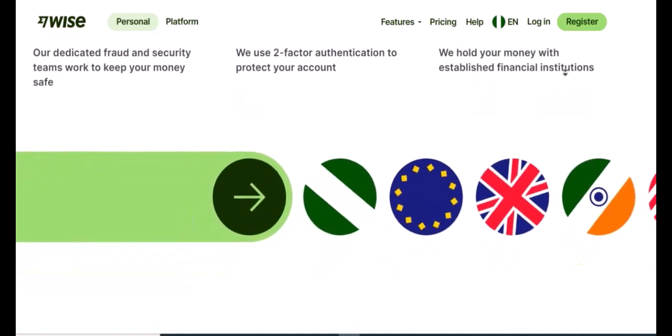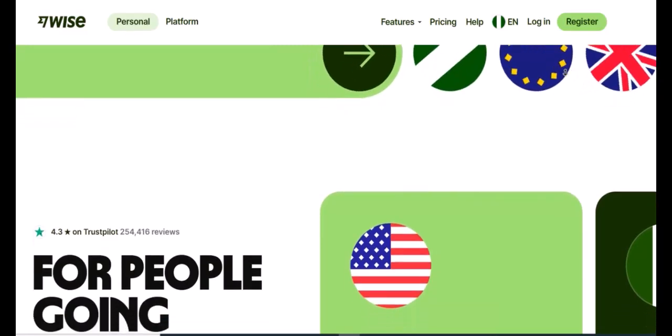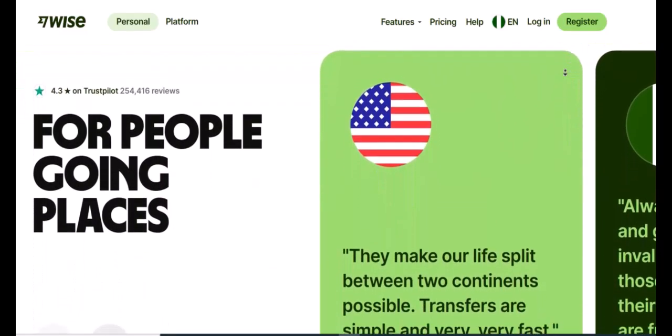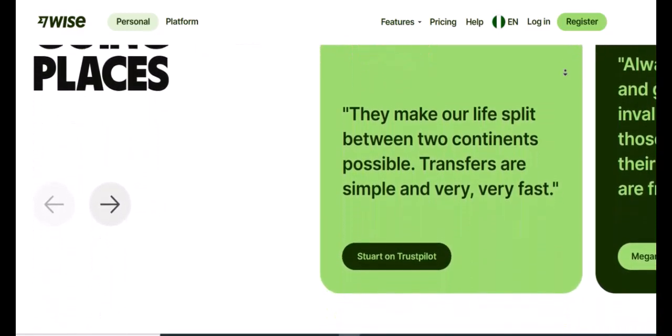Recipient receives money locally. Your friend in Germany receives the euro directly into their local bank account, as if the money originated from a local transfer. This peer-to-peer or local network model is key to Wise's cost-effectiveness and speed.